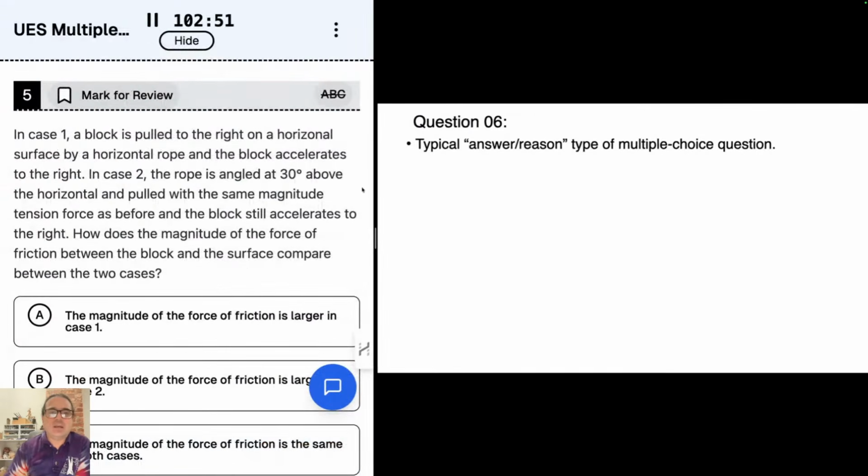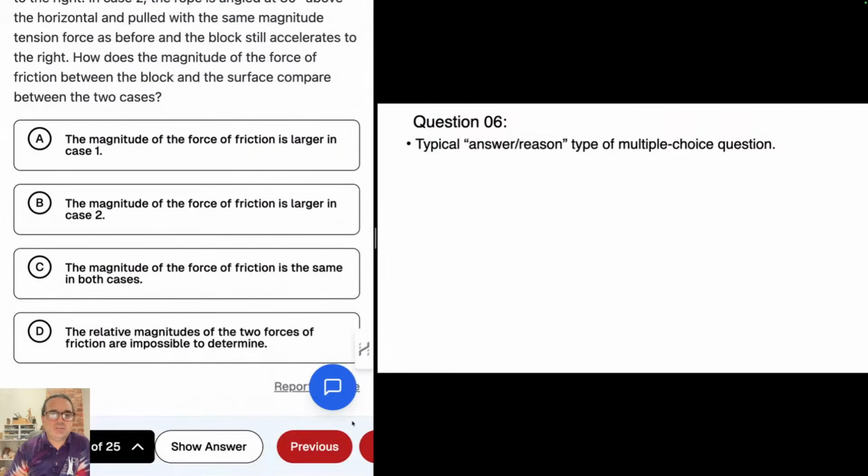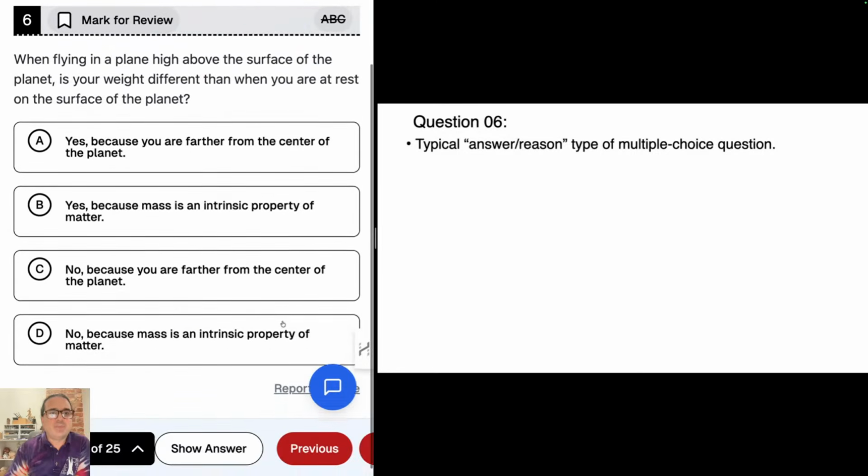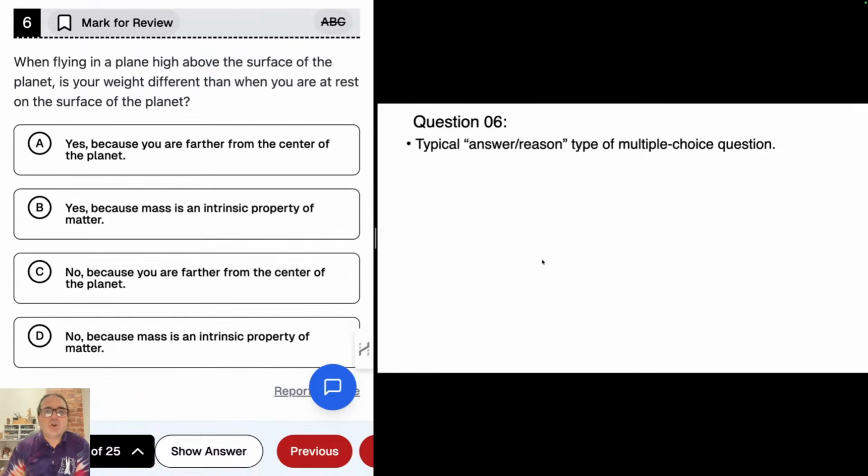All right. So moving on to question 6. All right. Yeah, we can leave it at that. So this is a typical answer reason type of multiple choice question. So notice that you've got yes, yes, and no, no. So we've got our answer, yes, and then we've got a because. So we've got an answer and a reason.